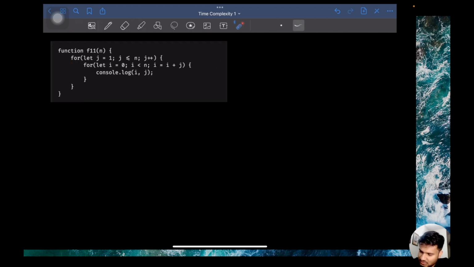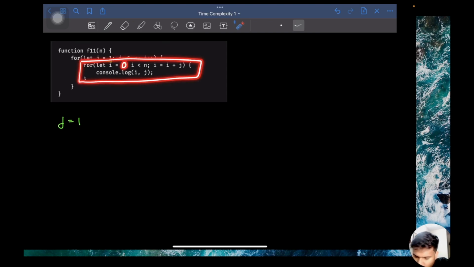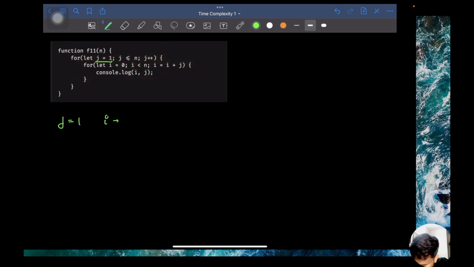Now let's start solving this new question, guys. This is a new function. We are going to get an input of n. We just have a nested for loop that depends on the value of n. Let's see. This time, the outer loop is controlled by j. So when the value of j is 1, the inner loop starts from 0 and goes till less than n, right? So i goes from 0 to n minus 1. And every time you do i equals i plus 1.